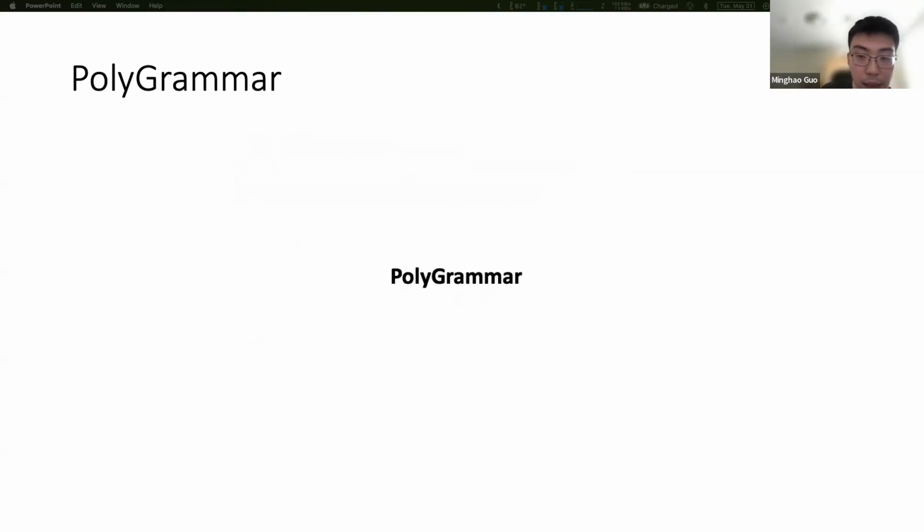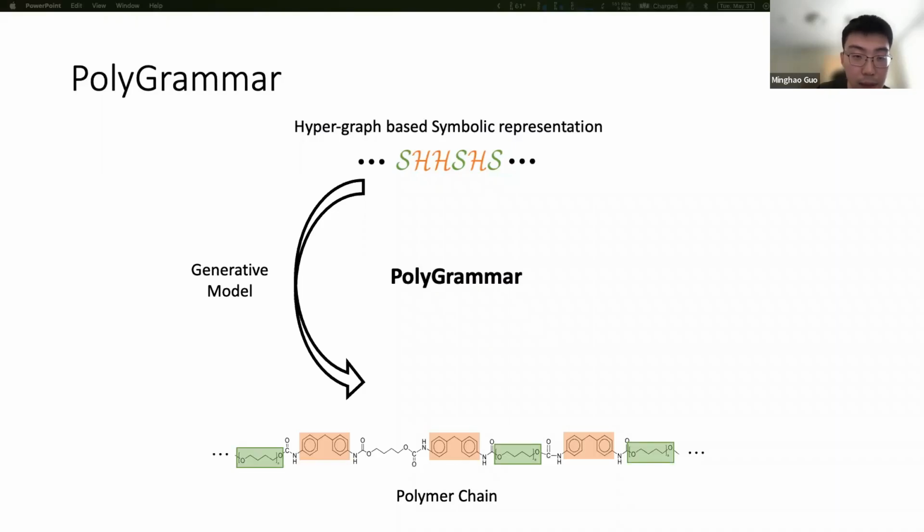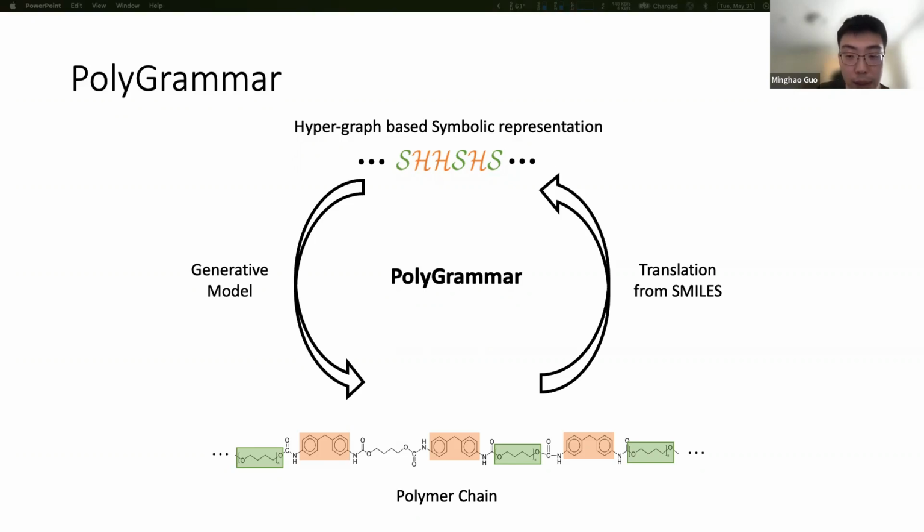So here we show the schematic of the PolyGrammar. The PolyGrammar represents the polymer chain structure as a hypergraph, and each hypergraph is then represented as a string of symbols. Based on this representation, we introduce a set of production rules, which is a generative model that can effectively generate chemically valid symbolic strings and convert them to polymer chains. We further propose an inverse process that translates a polymer's SMILES string into the sequence of production rules used to generate it.